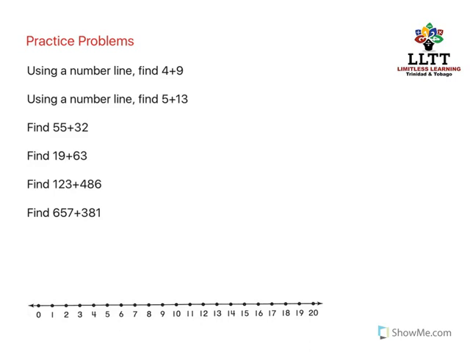The first one is using a number line, find 4 plus 9. So we're going to highlight 4 on our number line, and then we're going to move 9 spaces to the right. So that's 1, 2, 3, 4, 5, 6, 7, 8, 9. So 4 plus 9 is 13.